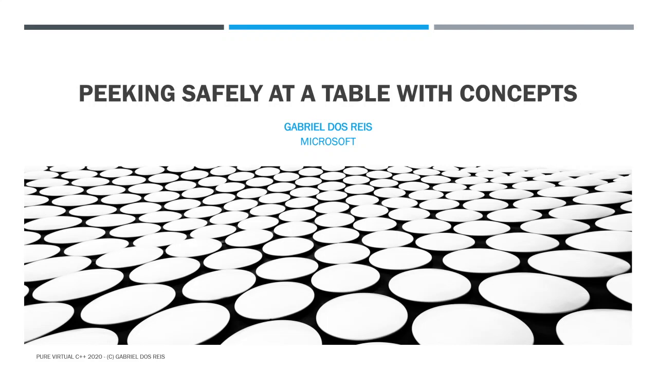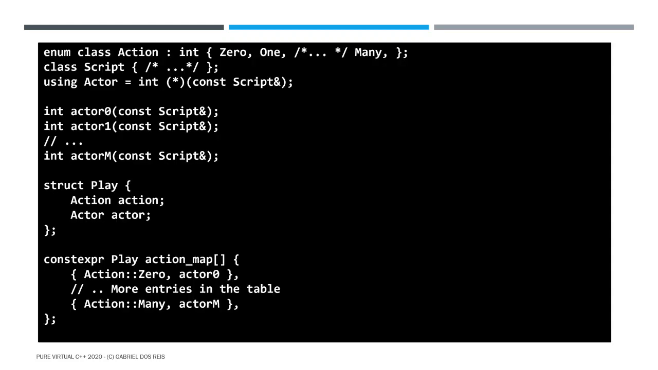How would you pick safely at a table, doing so with concepts? Imagine that you have a programming task where you need to go through tables, and when you go through a table, you look at an entry, and then you perform an action based on what you found at that entry in the table. Here is an abstract representation of that scenario.